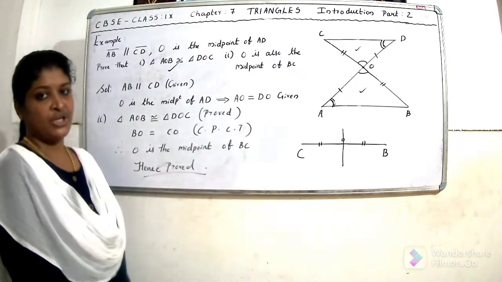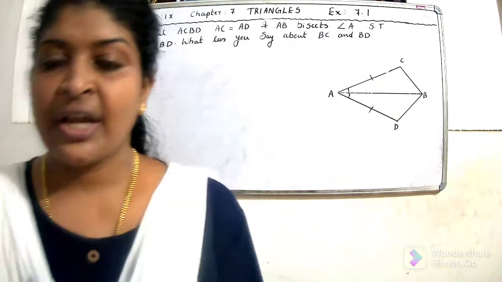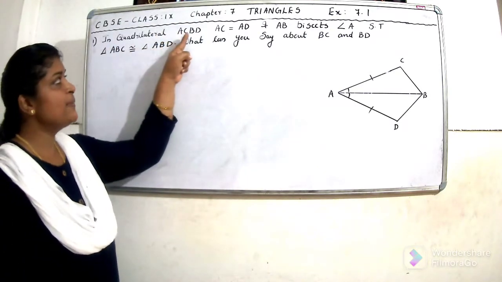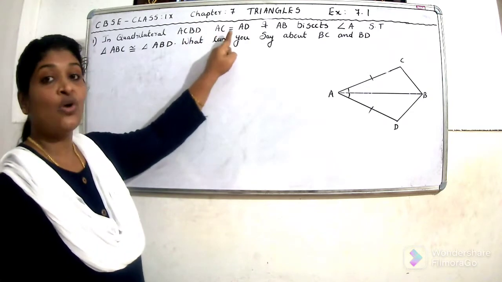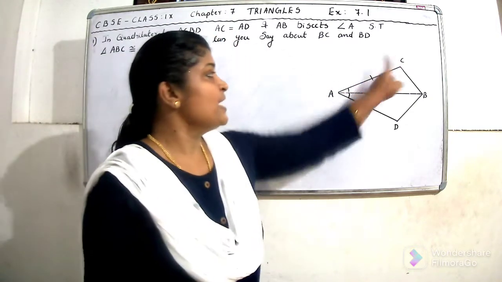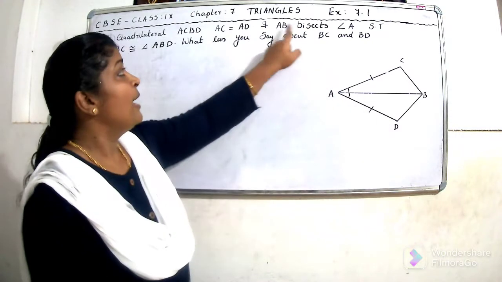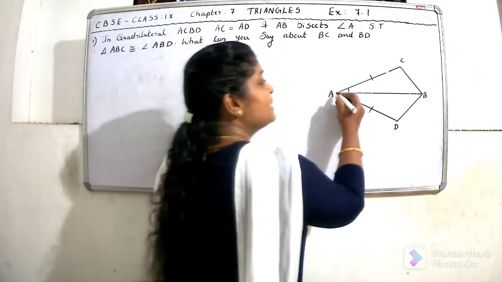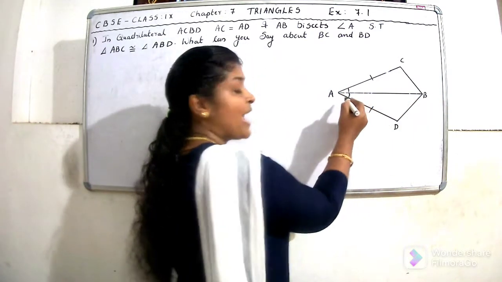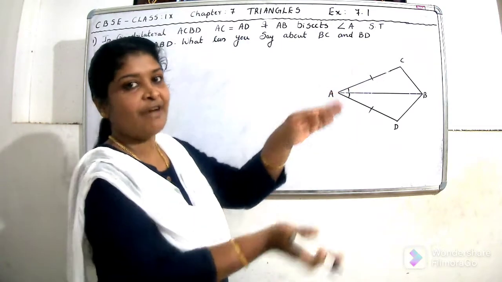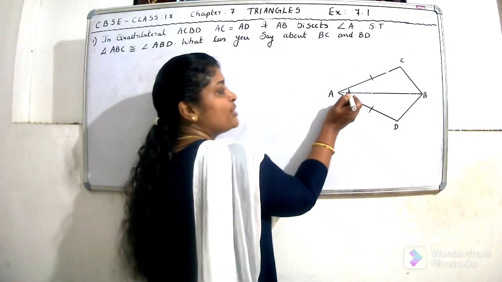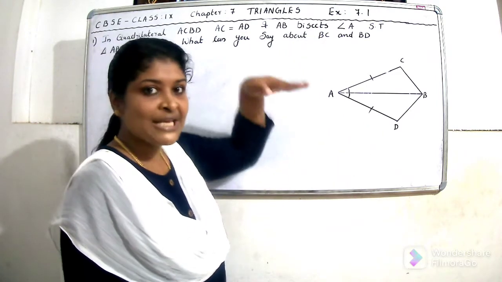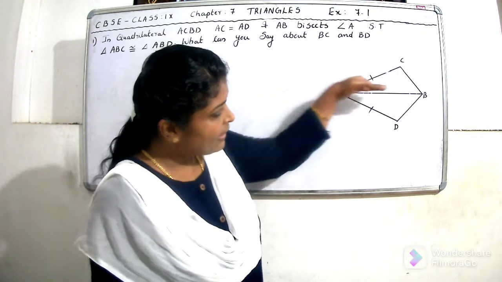This is an example question. I hope you understand. Exercise 7.1, first question. In quadrilateral ACBD, AC equals AD, and AB bisects angle A. That means this line AB is bisecting this angle A, equally dividing. The measurement of this angle and this angle is equal. That is the meaning of bisection. Bisection means equally dividing. Angle A is divided equally.